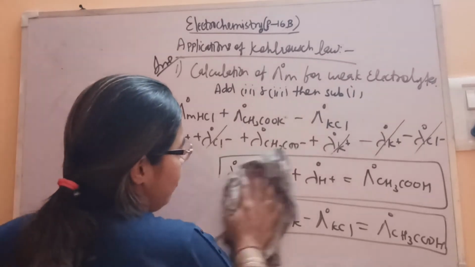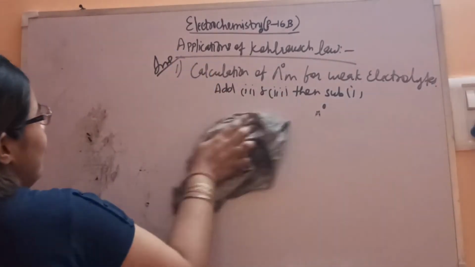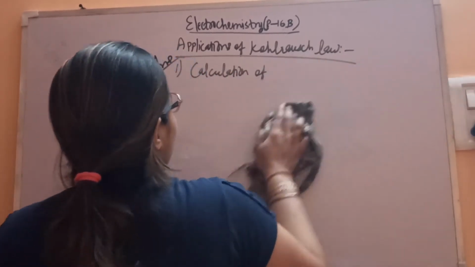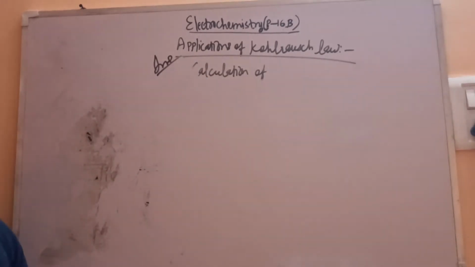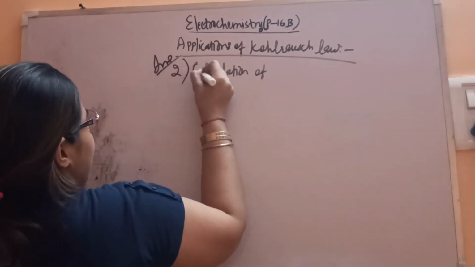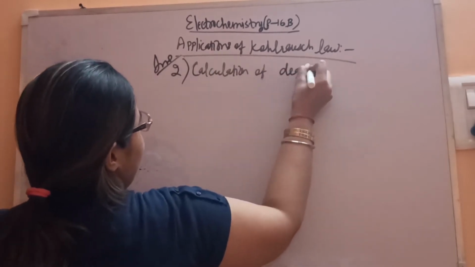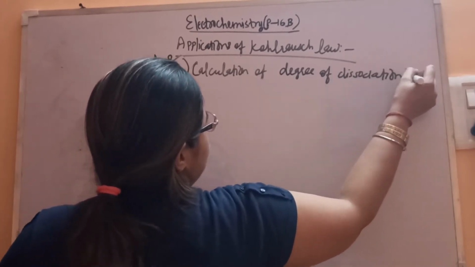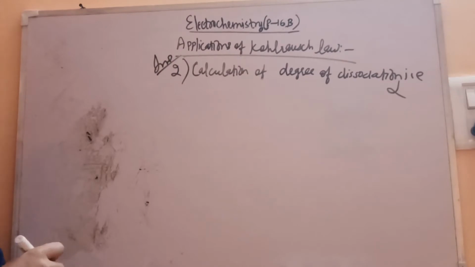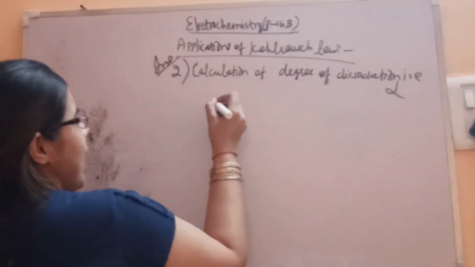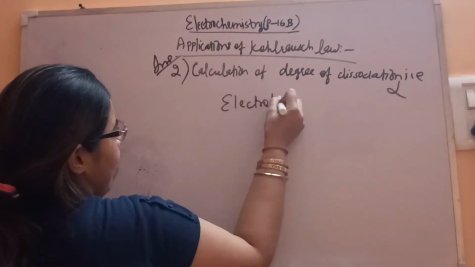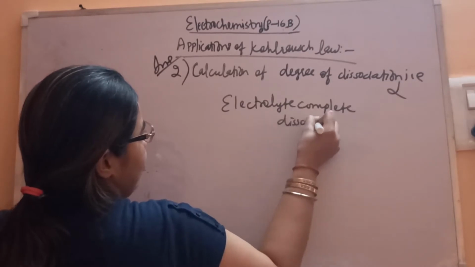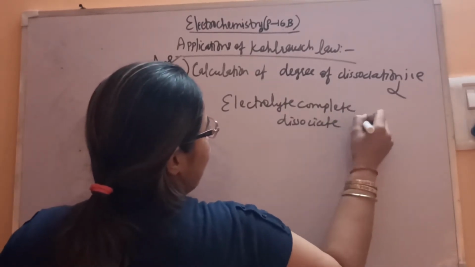So let's see the second one. Second application, calculation of degree of dissociation, that is alpha, which we know from Arrhenius theory. So according to Arrhenius theory, if the electrolyte is completely dissociated, the value of alpha is equal to 1.